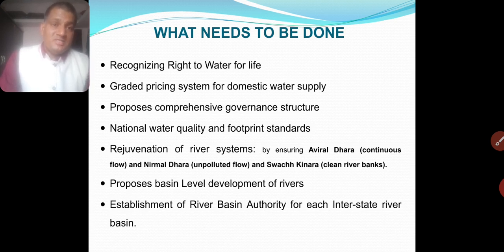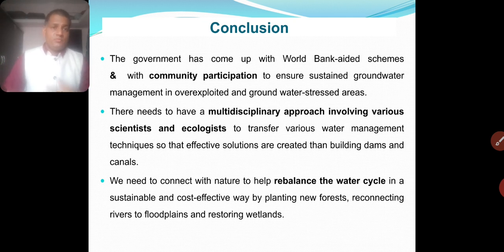A prosperous plan proposes baseline development of rivers and establishing river basin authorities for each interstate river basin, like Ganga Action Plan, Namami Chandrabhaga, Namami Ganga, likewise Yamuna Action Plan. Similar types of authorities you have to establish to conserve the resources. The last point, the conclusion of my overall presentation: the government has come up with World Bank aided schemes and with community participation to ensure sustainable groundwater management in overexploited and groundwater stressed areas.